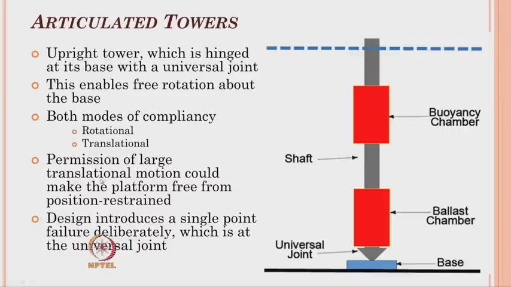The permission of large translational motion could make the platform free from position restraint, and the design introduces a single point failure deliberately. Therefore, that is very dangerous in any kind of structural design, because if at all the structural design of the platform should fail, it is made to fail at a specific point, the universal joint.